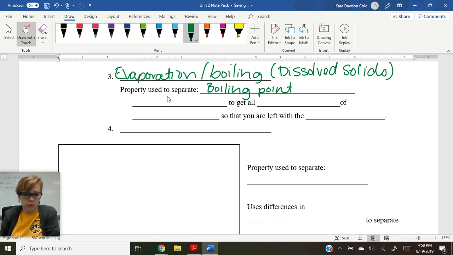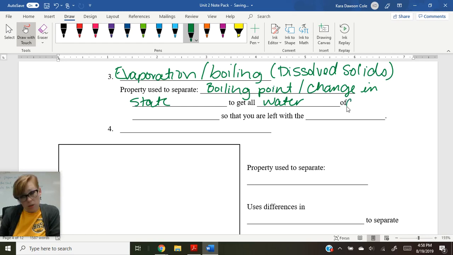You will be doing this in your lab. So the property used to separate is the boiling point. We could say it's a change in state as well. When we're changing state, we're using the boiling point. And this is to get all of the water off of the mixture, so that you are left with the solids.